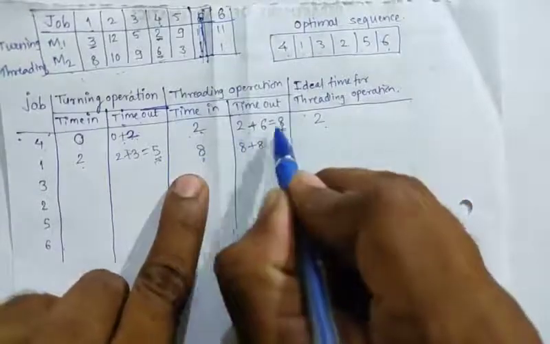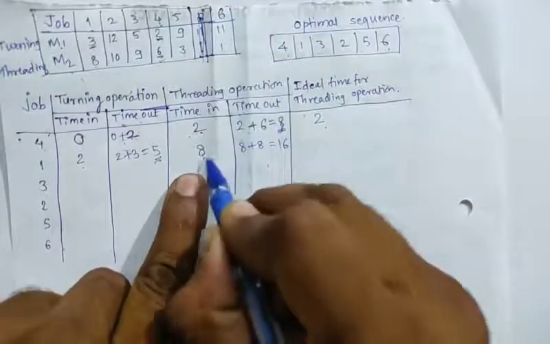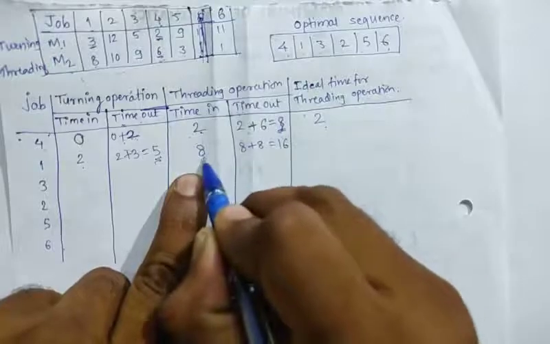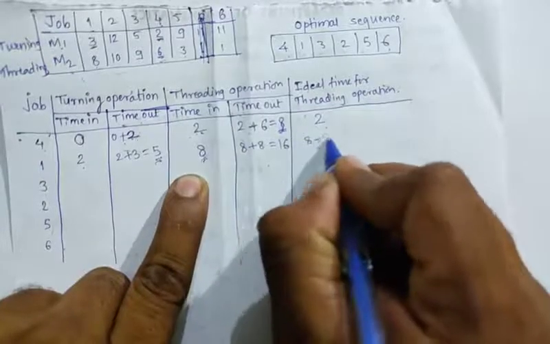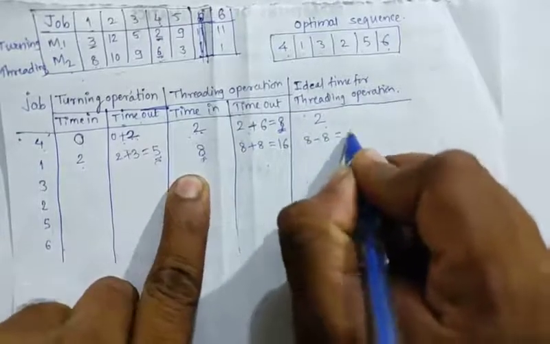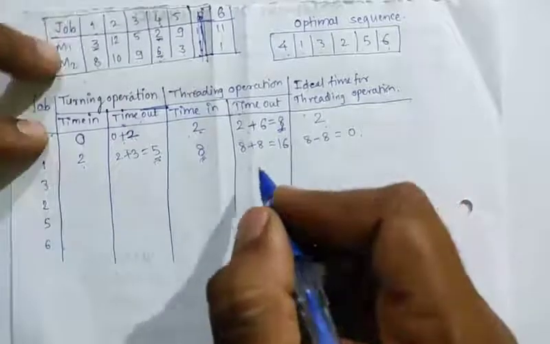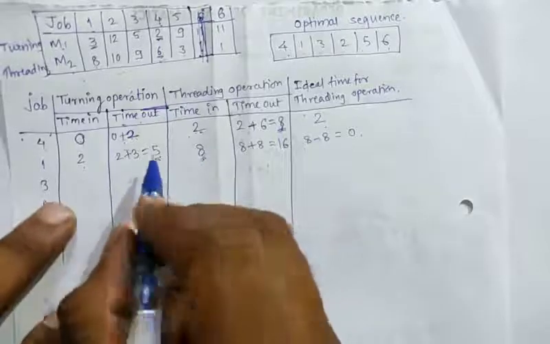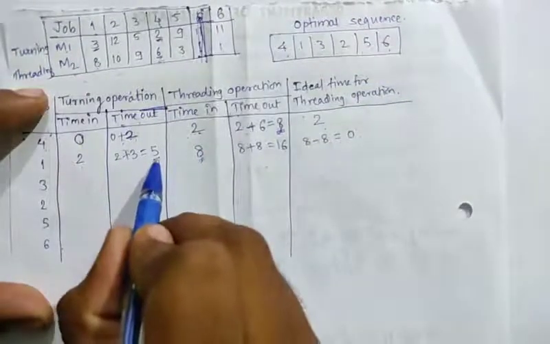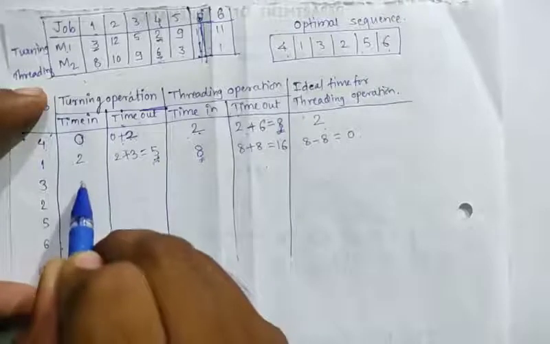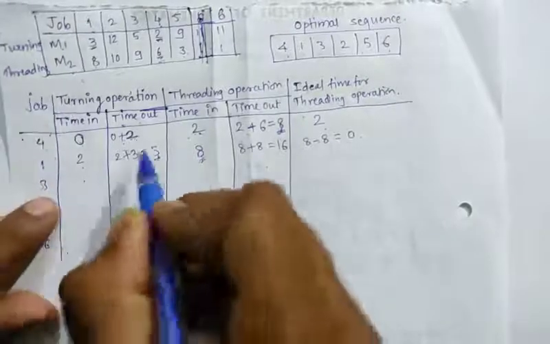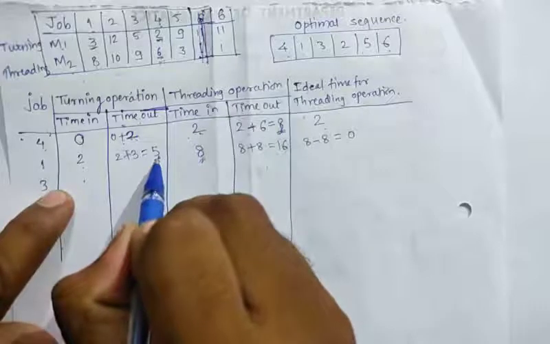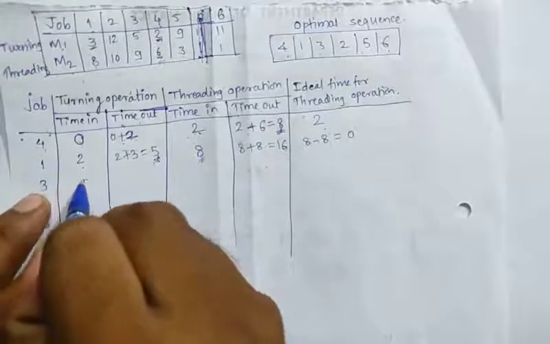The total distance difference between these two times is the idle time. So we get 8 minus 8, which is equal to 0 time. Now again, how much time does it get here? The time out of the first job is the time in of the next job. So what is the time out of the first job? Which is 5. So that is the time in for the next job.